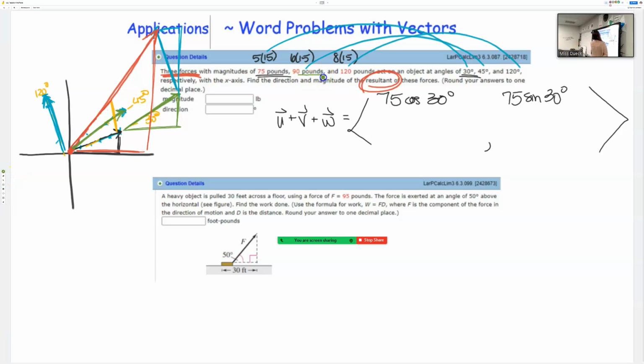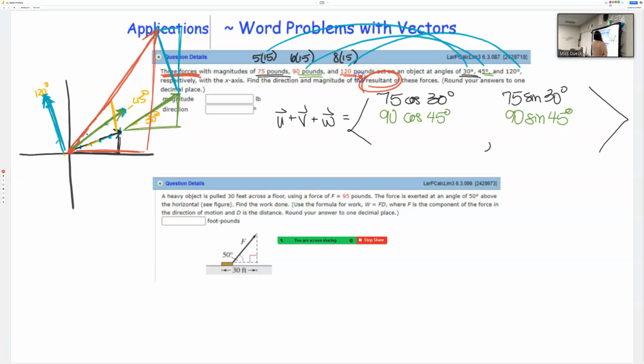What would be his components? It would be 90 cosine 30. Careful. Oh wait, sorry. 90 cosine 45. You see it's at his angle? Yeah. And then the other one would be 90 sine of 45. Does that make sense, everybody? So then, Paul, finish this off.